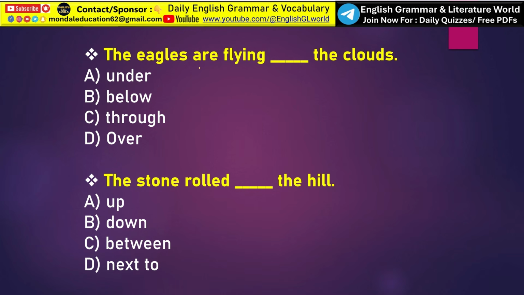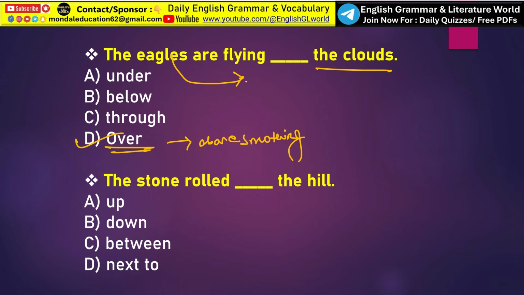Next, the eagles are flying dash the clouds. Here the correct answer is option D, that is over. Over means above something. So the eagles are flying over the clouds. Understand? So here the eagles are flying at a higher level than the clouds. That's why we have to use over.